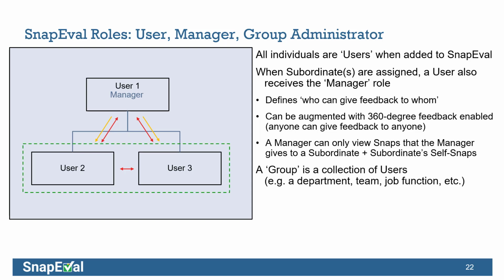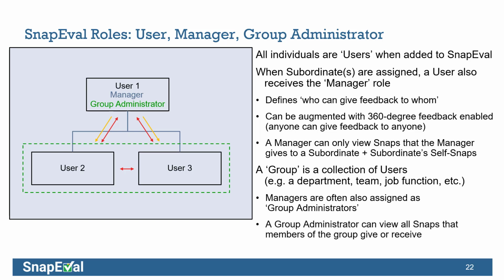A group is a collection of users. It could be a department, a team, or a job function, for example. Managers are often also assigned as group administrators. A group administrator can view all snaps that members of the group give or receive. So in other words, if a subordinate receives a snap or gives a snap to someone else, the group administrator can see that.